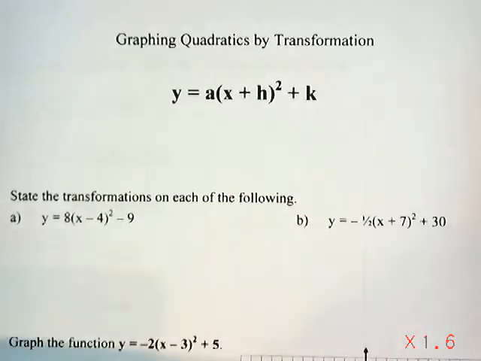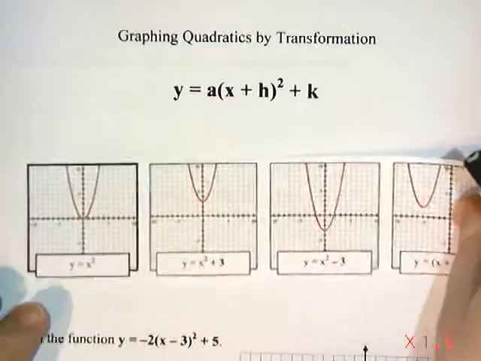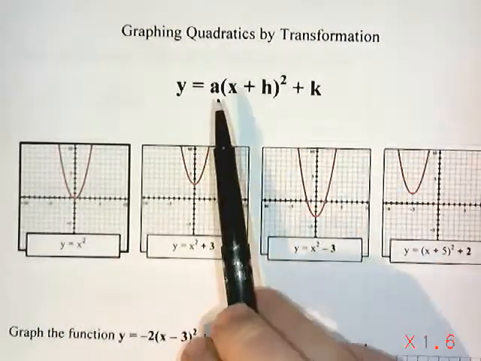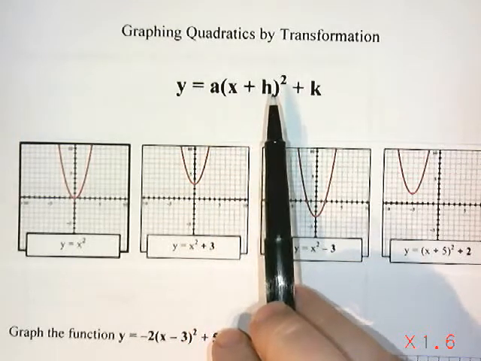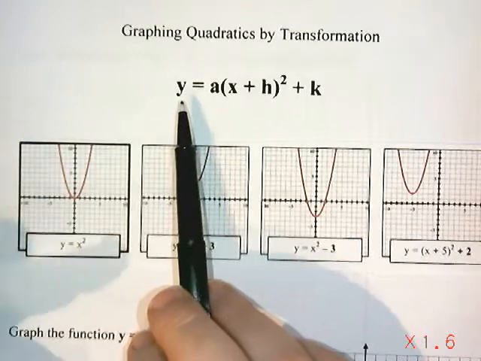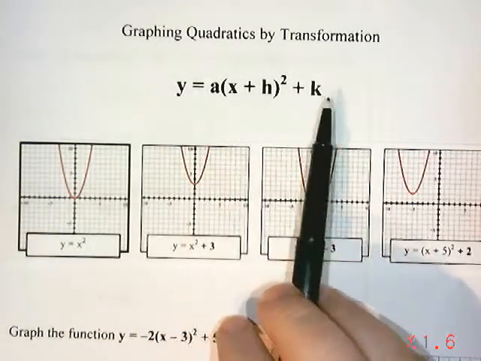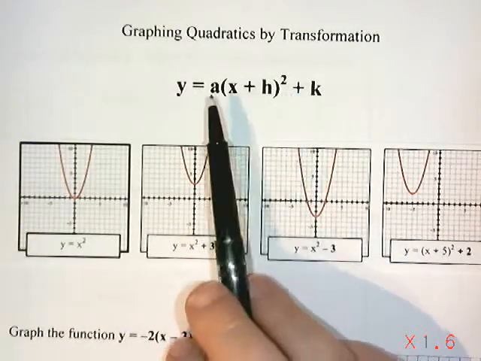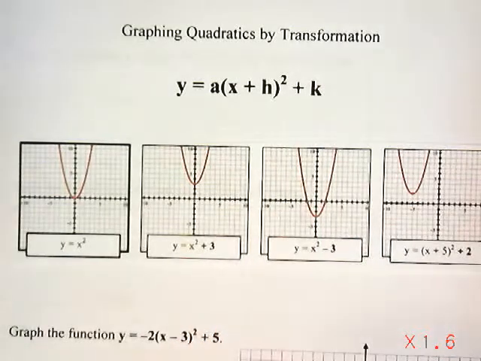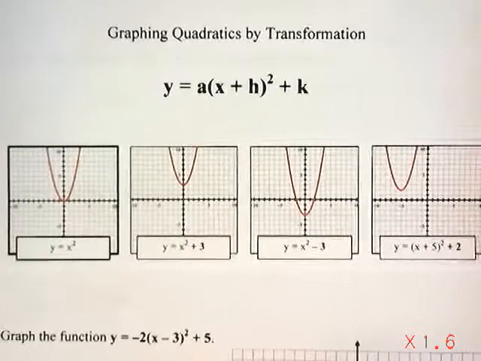So hopefully you finished the investigation and you looked at the variety of graphs that were given to you, and you were meant to figure out what you thought the different letters in this equation do. So y is just y, the x is x, the square is what makes it a parabola, but the a, the h, and the k are the different things that help move our parabola and change its shape.